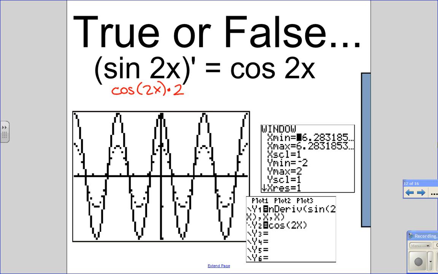I graphed cosine of 2x, and I graphed that alongside the derivative of sine of 2x, just to see if the derivative was equal to the cosine 2x. And obviously, it's not, because the derivative is this solid line. Oh my word, it has an amplitude of 2. Where did that 2 come from? We know, from the inside of the function. So the answer here would be false. The derivative of sine of 2x is not cosine of 2x. It's cosine of 2x times 2. Working your way from the outside in on these trig functions.